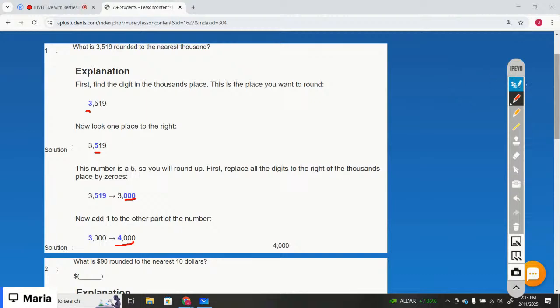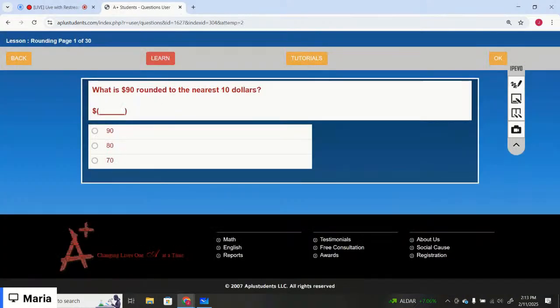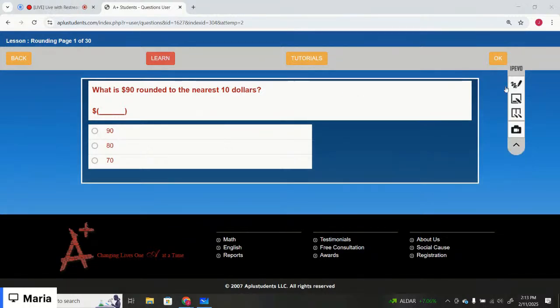Let's just start with the test questions. What is $90 rounded to the nearest $10? So you have to round 90 to the nearest $10. 9 is at the tens position and to the right you have a 0. So that is already rounded. The correct option is 90. Option number 1 is the correct option.